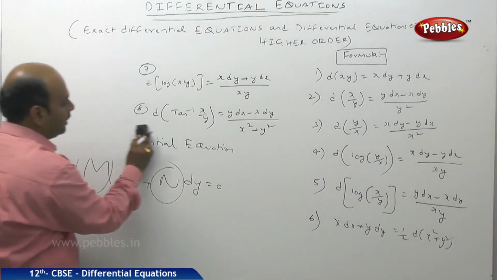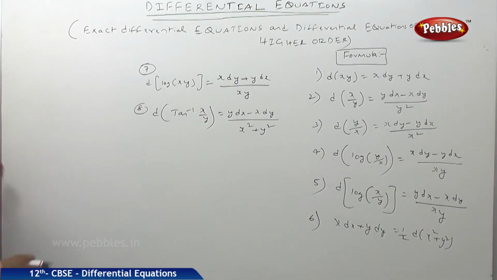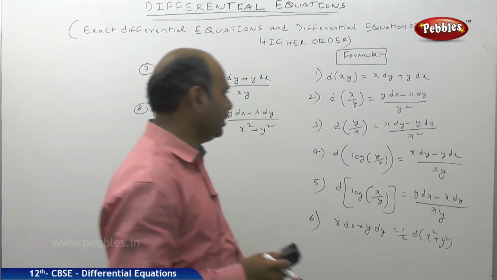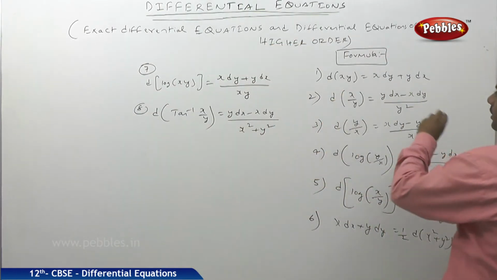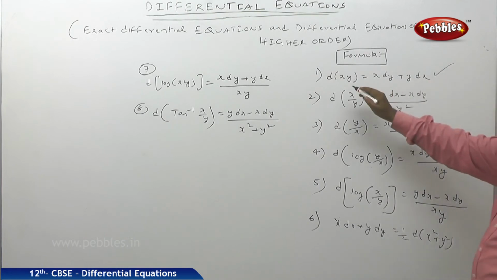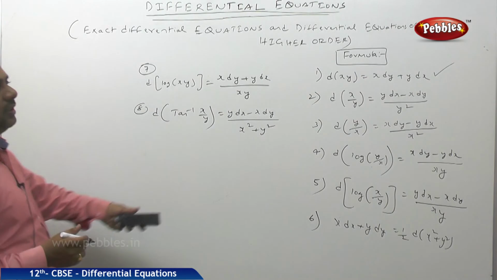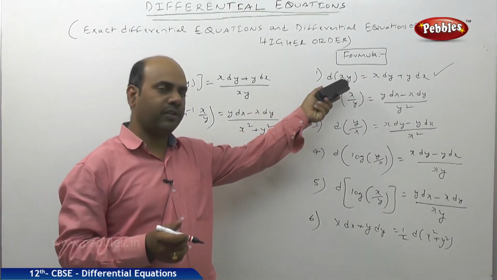Now for solving this kind of exact differential equations, we need to remember the following results or formulas. D of xy you can write as x dy plus y dx. If you observe carefully how we got all these results, it is like finding the UV rule only, no?